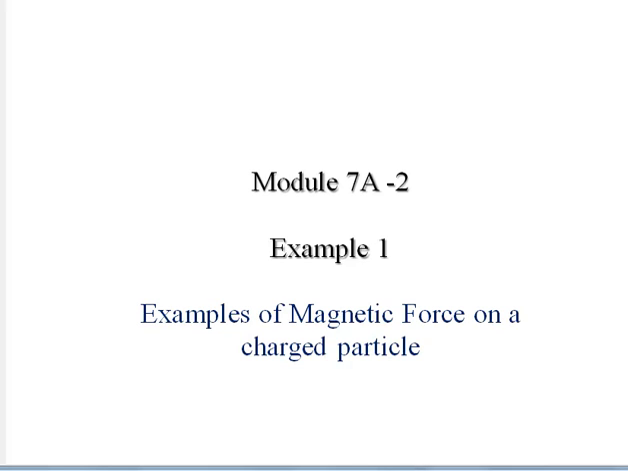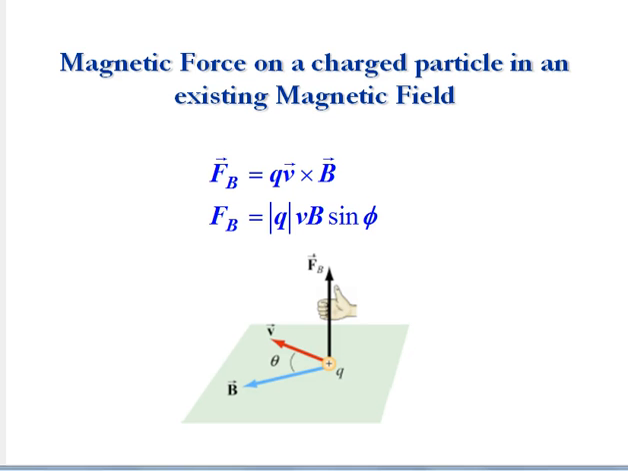Okay, in this video, we'll take a look at our first example of magnetic force on a charged particle. Our formula for magnetic force on a charged particle: the force is a vector quantity. It's the charge that has the force upon it multiplied by the velocity the charge is moving at, cross product with the magnetic field within which the charge is moving. So that gives us our vector formula.